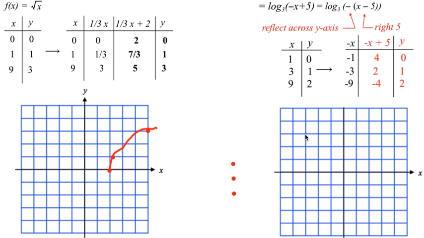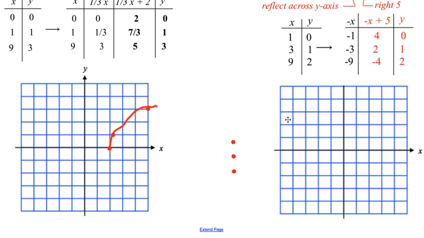And then we need to plot those points. So we would have the point 4, 0, which will be right here, and the point 2, 1, which will be right there, and then the point negative 4, 2. So that's what our function will look like. Normally our logarithm kind of looks like the square root function in a way, and this one has been reflected across the y-axis, so it's going the opposite direction.